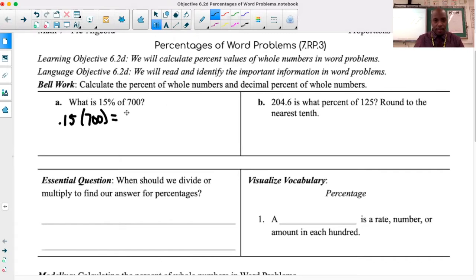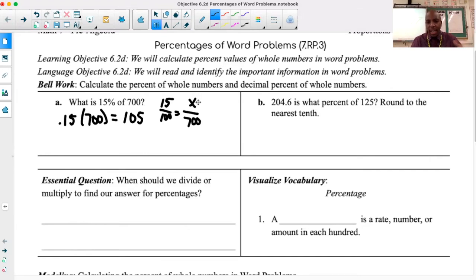105. Okay, it's 105. If you don't want to do it this way and you want to do percent over 100 equals part over whole, you could have easily done 15 over 100 is equal to x over 700, cross multiply, and then divide by 100, and you would still get 105.